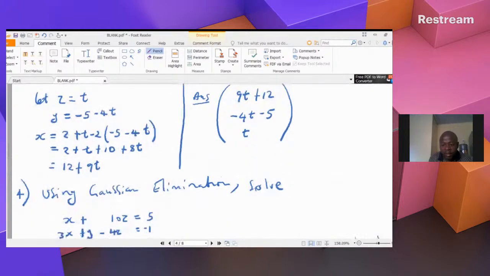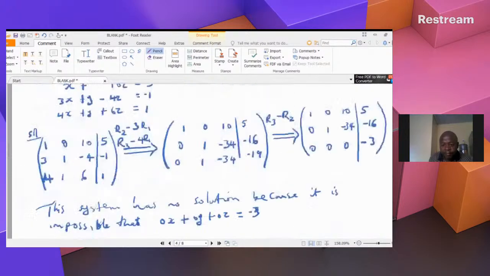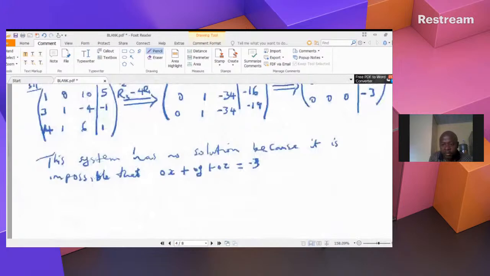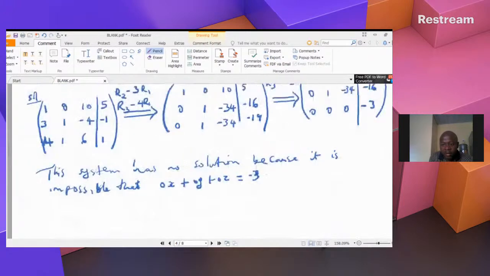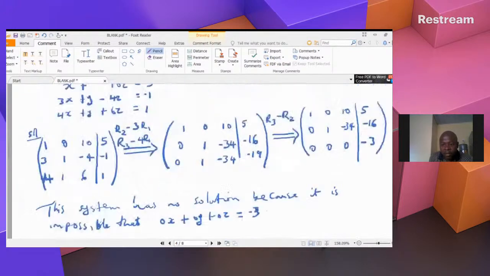And then in the last example, we have this echelon form of matrix, where we have zeros on this side and this one, 3, non-zero. Then this system has no solution, as we've seen.